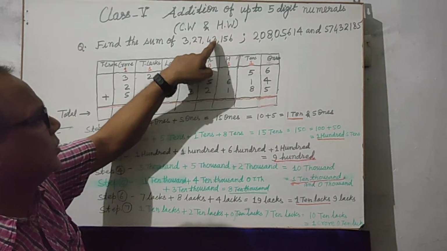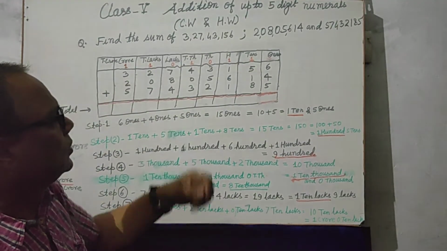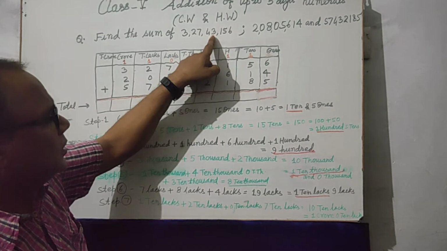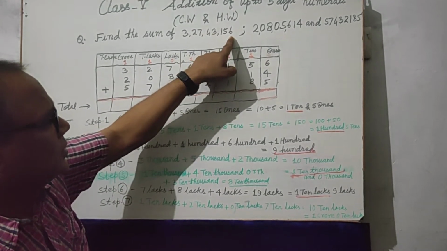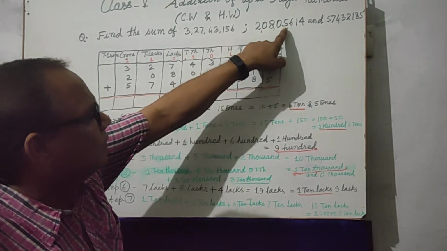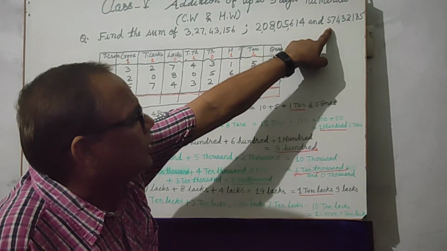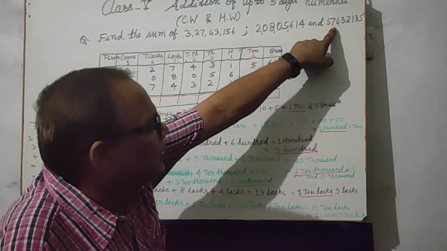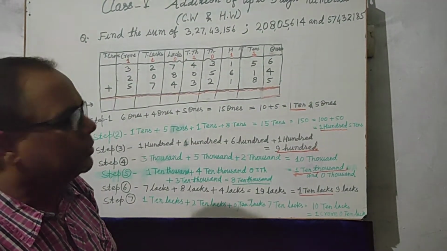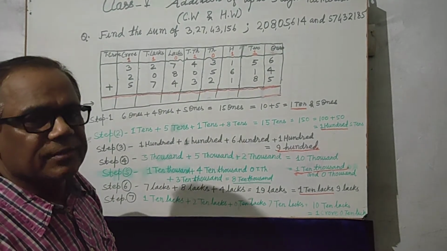Ones, tens, hundreds, thousands, ten thousands, lakh, ten lakh, crore. 3 crore, 27 lakh, 43,156. And 2 crore, 8 lakh, 5,614. And the last one, 5 crore, 74 lakh, 32,185. Let us try to sum it.